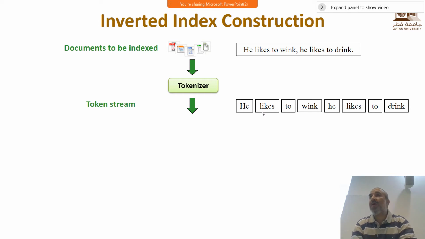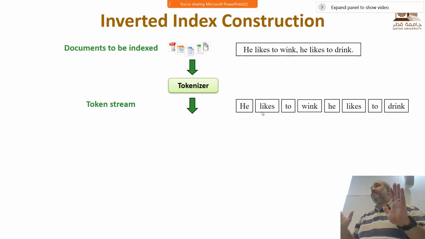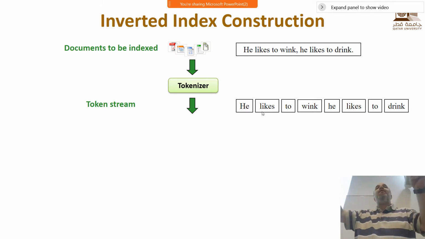What else do you notice? Yes? Very good. And that's why we call them tokens. At that stage, they are exactly as they appeared in the document. We didn't do any aggregation. So it's just the stream of words that were written in the document.